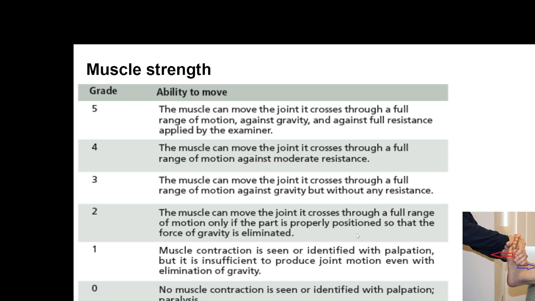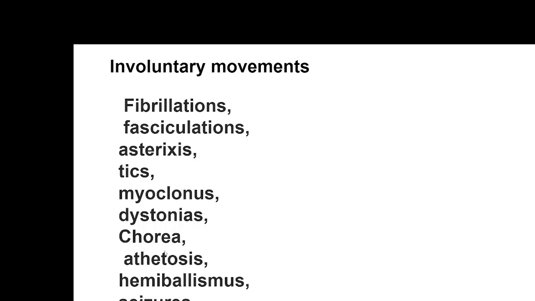Like when it is supported by gravity, you may be able to see the movement. In grade 1, muscle contraction is identified, but it is not sufficient to produce the movement. Grade 0 is when there is no muscle contraction seen. So this way, when you assess muscle strength, it has to be noted in terms of these numbers, which suggest a specific meaning. Then the next is about the involuntary movements.